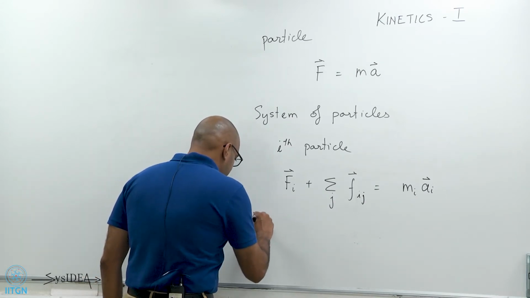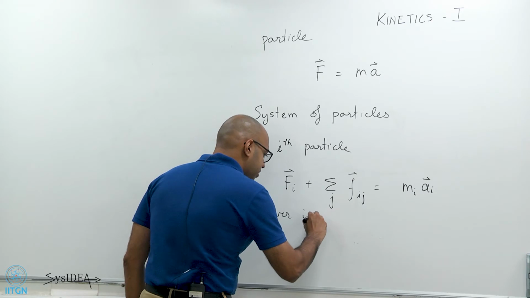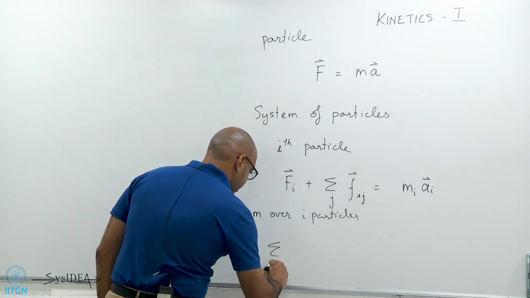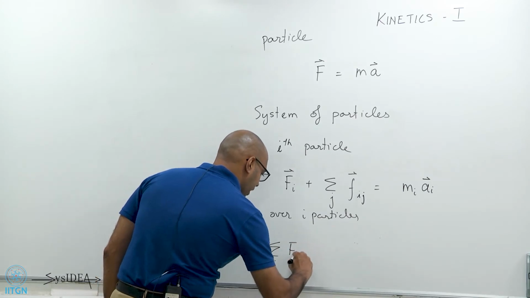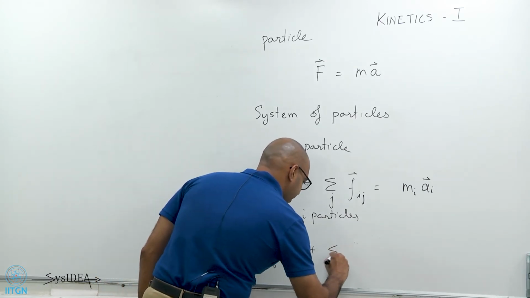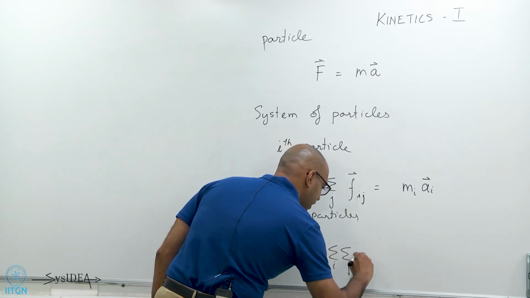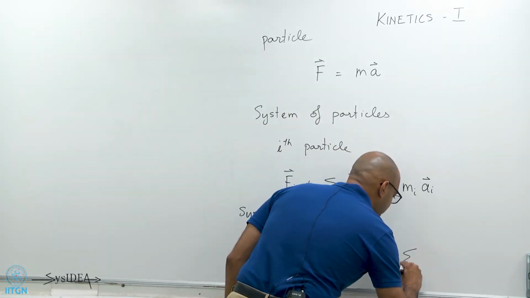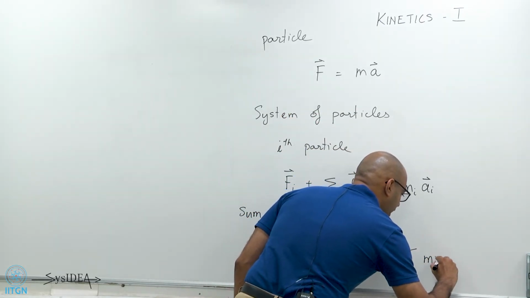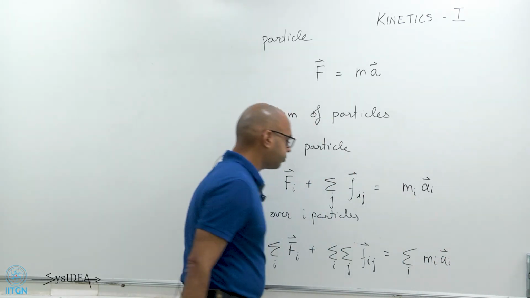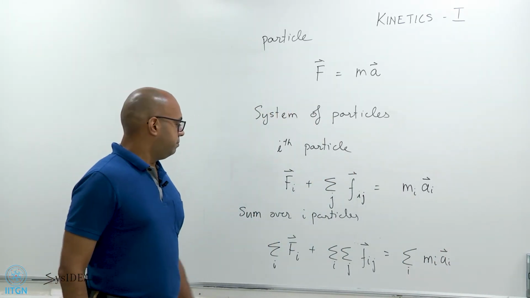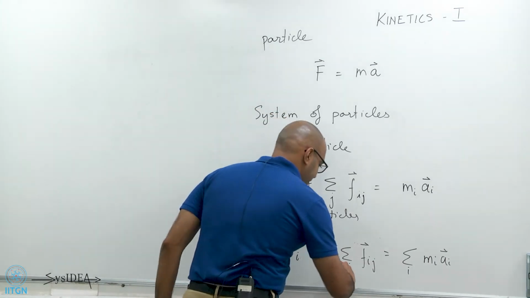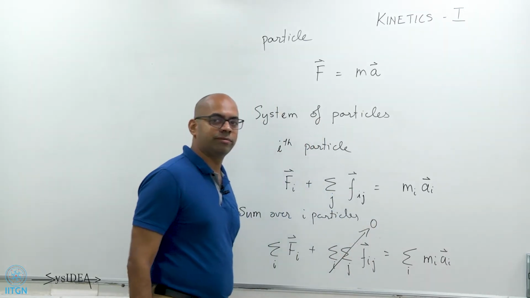Now if we sum over i particles, I get the sum over i of Fi, plus a double sum over i, j of Fij, and on the right hand side I get the sum over i of mi ai. Because these internal forces occur in equal and opposite pairs, you can see right away that this double sum is 0.